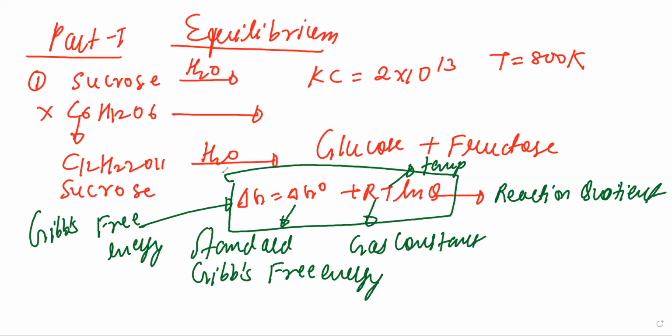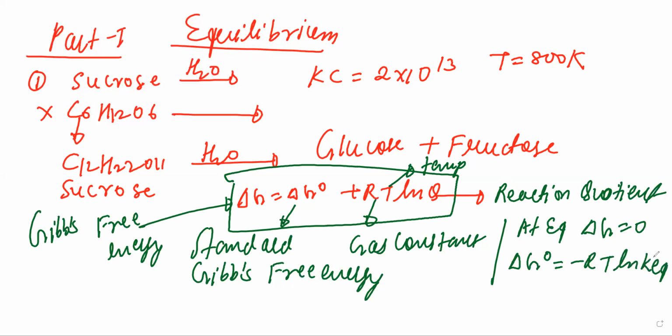So delta G is equal to delta G naught plus RT ln Q. At equilibrium, what happened? At equilibrium, delta G is equal to 0. So the formula becomes delta G naught is equal to minus RT ln K equilibrium. Understood? Now put the values and you will get delta G naught. Delta G naught is equal to minus R, which is 8.314, the gas constant, and T is your temperature, that is 300, ln of the equilibrium constant.